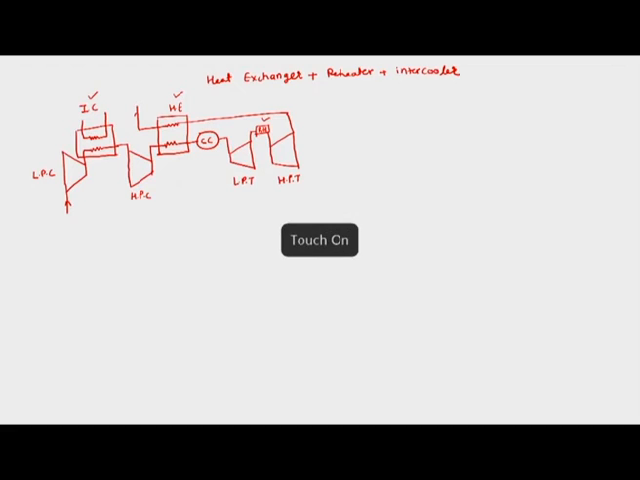So let 1 be the condition at the inlet to the low pressure compressor. Then we will have the outlet as 2. Then we will have the inlet as 3. Then the outlet as 4. Then 5 at the entry to the combustion chamber. Exit of the combustion chamber is 6. Entry to the reheater is 7. Exit of the reheater is 8. Then exit of the high pressure turbine is 9. And then we have 10 at the exit of the heat exchanger.